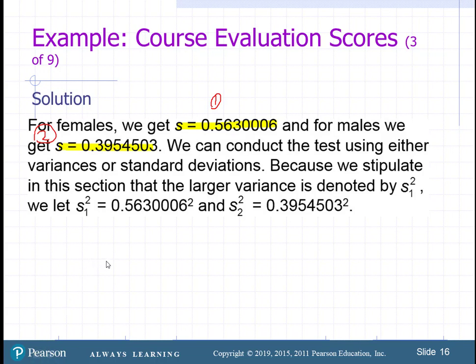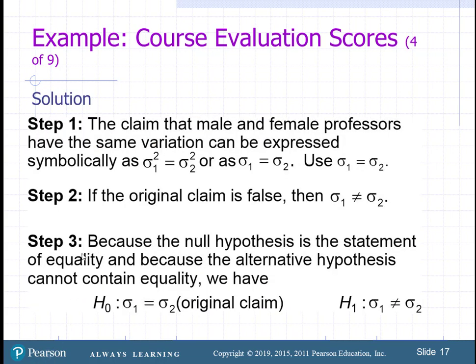Now, this is not correct. If we're going to square these, we'd have to square the numbers. Let's see if they fix that in the next slides. So, our null hypothesis is going to be that they're equal, and then our alternative is not equal. So we're going to use those second 2 pages in our A5 table.